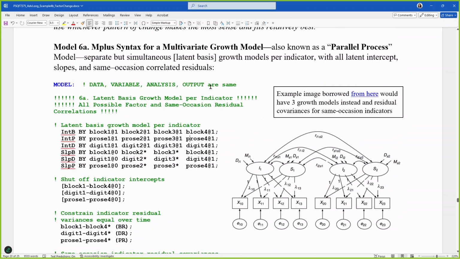So this has a lot of names. Parallel process model is one that I've heard more recently people use. I just call it multivariate growth model because multiple things are going at the same time. You can actually force this kind of model into SAS, somewhat into Stata, and somewhat into R. But there are advantages to doing it this way.